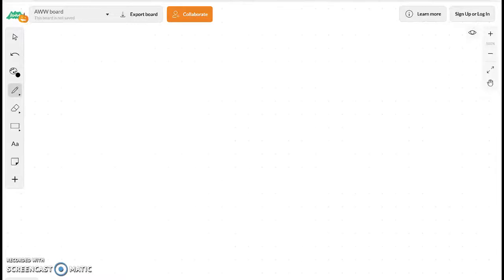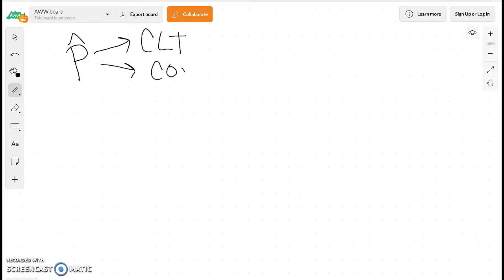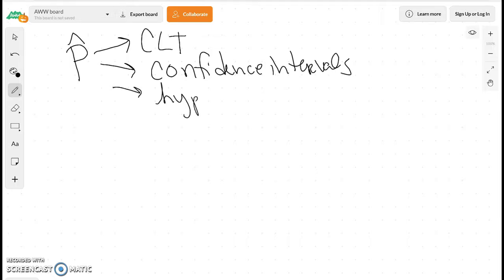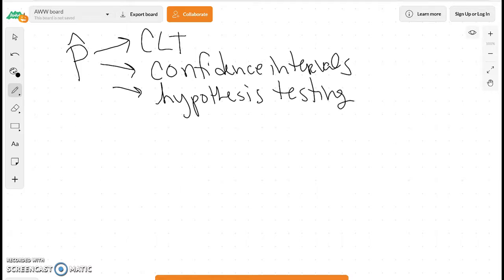Okay, guys, so what we're going to do now is observe a different statistic. So right now, what we've done, we said we had p hat, right? We did CLT for p hat. We also did confidence intervals, and then we also did hypothesis testing. So we did these three different things with p hat.